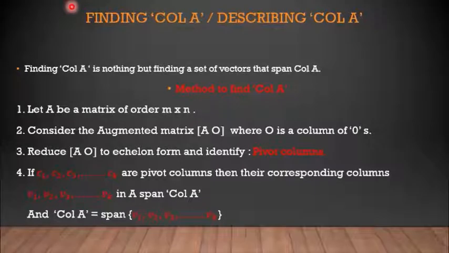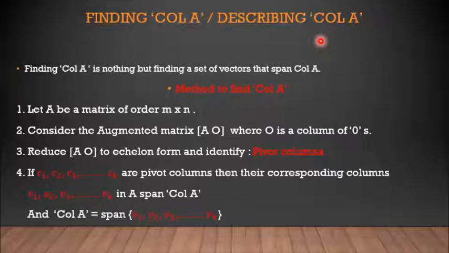Now let us see what we mean by finding column space A or describing column space A. See, column space is again a subspace, or you can say it is a vector space. It will have infinitely many vectors. You cannot list out all the vectors in column space, but we can find vectors which can span column space. Any vector space is like that. You cannot write all the items or vectors in that vector space.